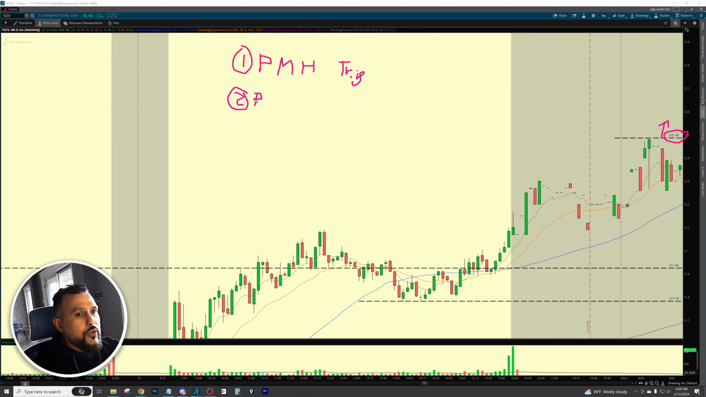So we're looking for a pullback into support. Sorry, I'm left-handed and my mouse is on the right side, so I don't have the best writing abilities. So pre-market high trigger is our first one. The second one will be a pullback into support and look for patterns or candle combos. Now let's take a look at what happens here. I'm going to erase these, and let's take a look at what happens as we move forward.